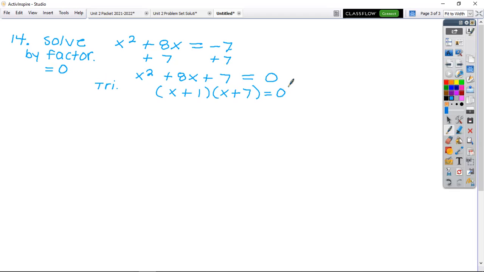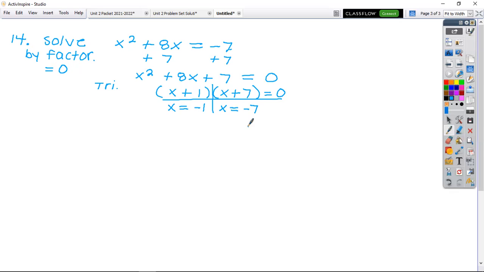Day 3 is when we added on one more part, and again, this is the easy part. I T-chart and get the 2 answers. Flip the signs. X is equal to? Yep. Perfect. Done. Okay, that's a solve by factoring.